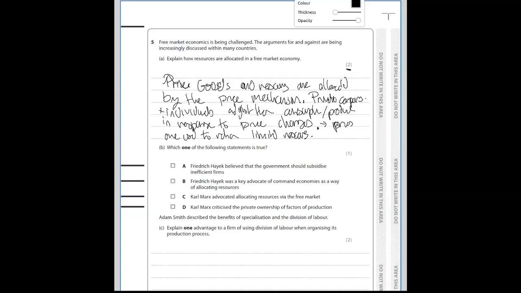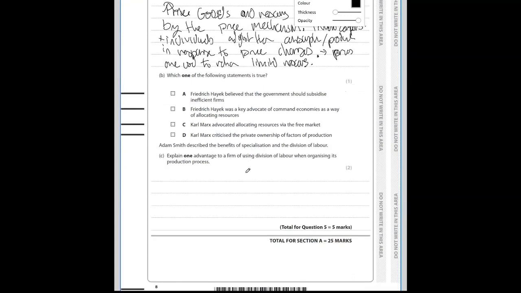Okay. B says, which of the following statements is true? A says Friedrich Hayek believed that government should subsidize inefficient home farms. This is untrue. Hayek is a laissez-faire economist and is one of the biggest proponents of government non-intervention. So he prefers that private entities determine where investment goes in the economy, and that governments shouldn't intervene by taxing people and then subsidizing where they believe is best.